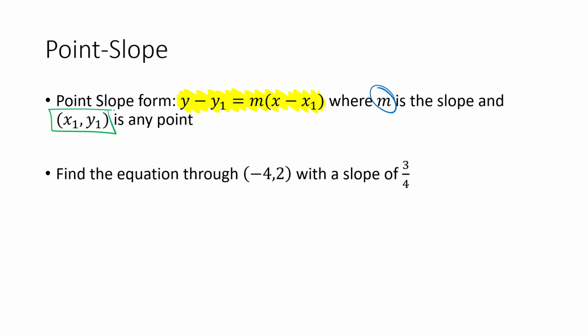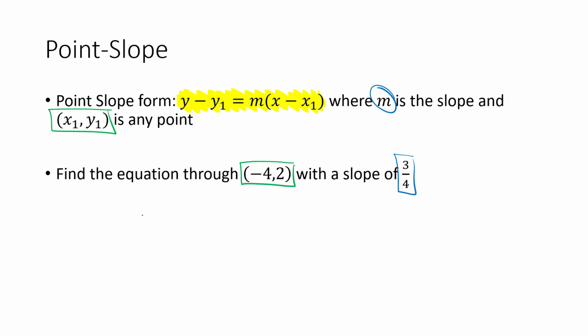So if we want the equation that goes through the point (-4, 2) and has a slope of 3/4, now you'll see we have a point, not the y-intercept. So we don't know what b is. We can't do y = mx + b. We do know the slope is 3/4. It's going to rise 3, run 4.